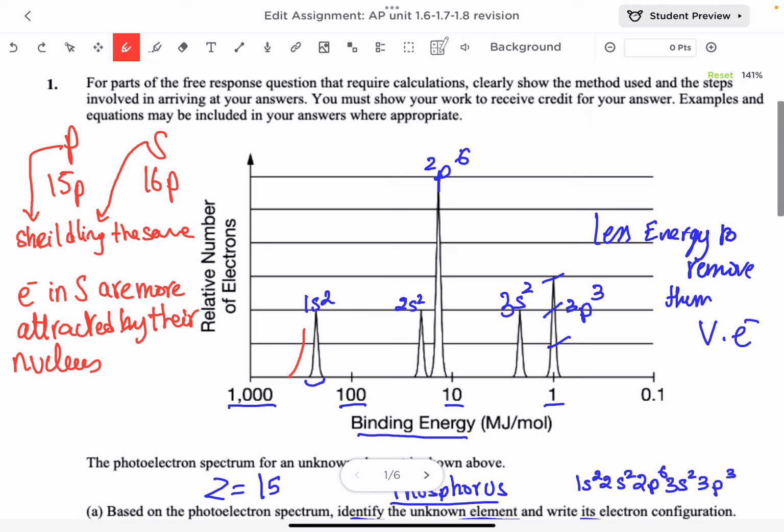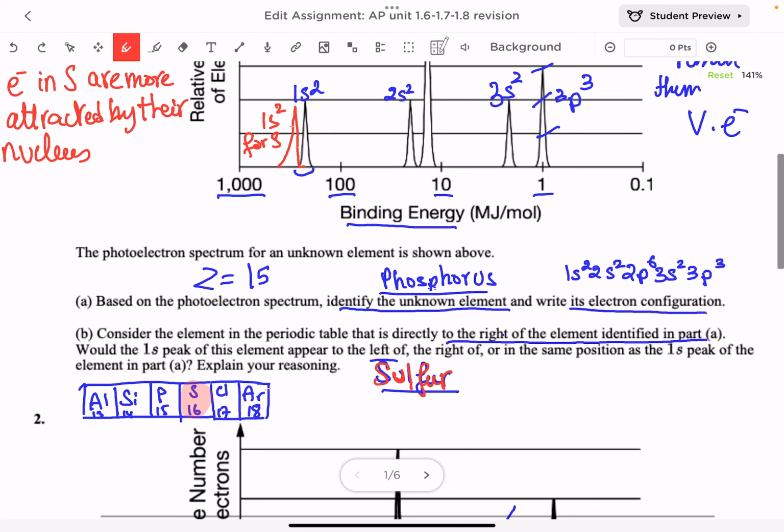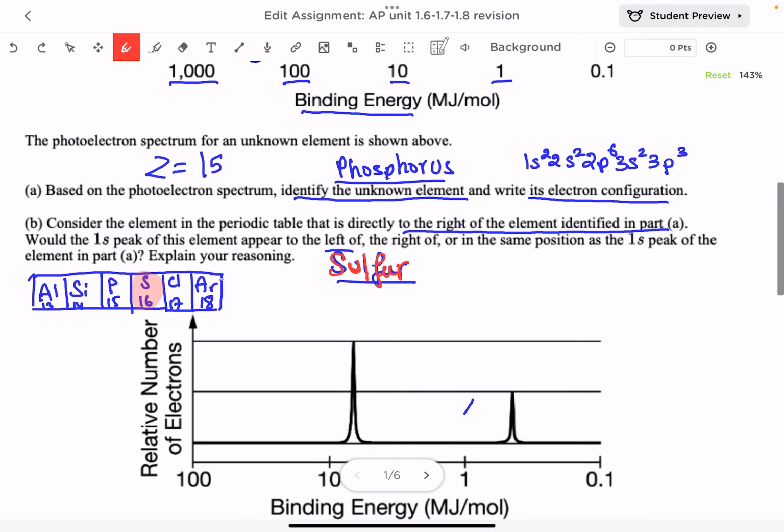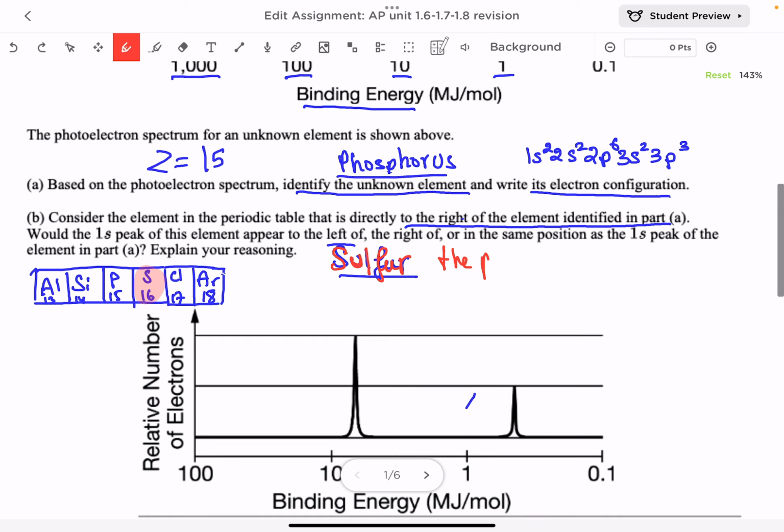So the peak of S would be to the left of the peak of P for sulfur. Okay, so here I should write my answer. In the reasoning, when you explain your reasoning, you have to mention it clearly. First, the peak would be to the left. That's one point.